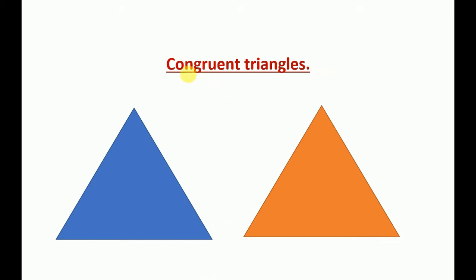Today's lesson is about congruent triangles. The word congruent means equal. So the word congruent, we pronounce it congruent, means equal. In this lesson, we will learn in which case two triangles are congruent or equal.